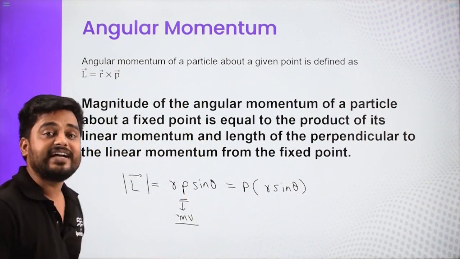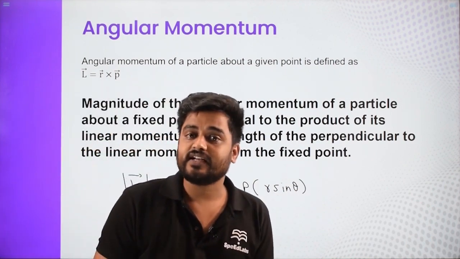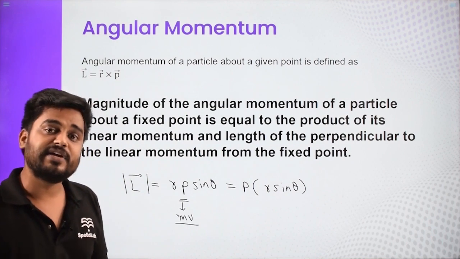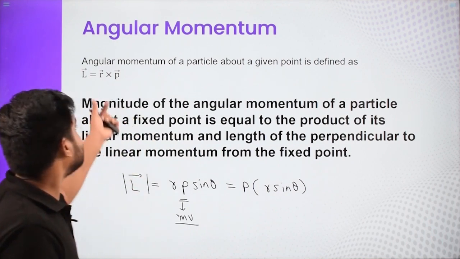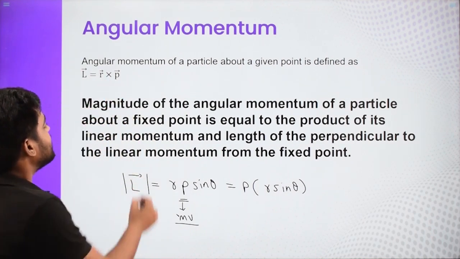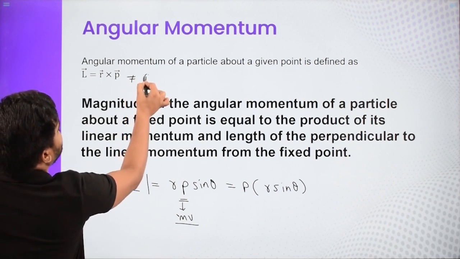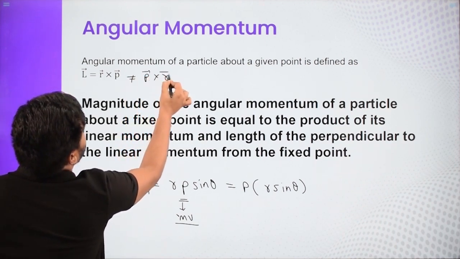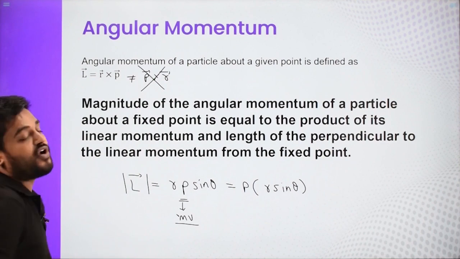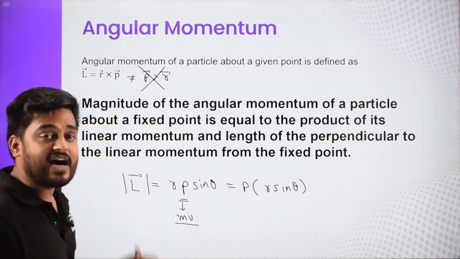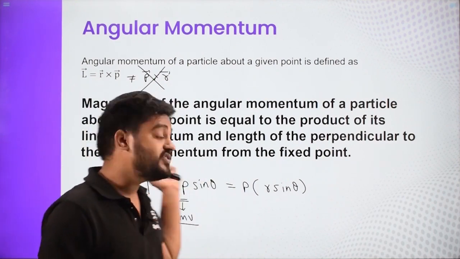But you need to remember it is R cross P. Since a vector cross b vector is not the same as b cross a, we can't say R cross P will be the same as P cross R. So R cross P is not equal to P cross R. Here the order is important. This is a wrong thing to remember. So remember it is R cross P, not P cross R. The order is also important.